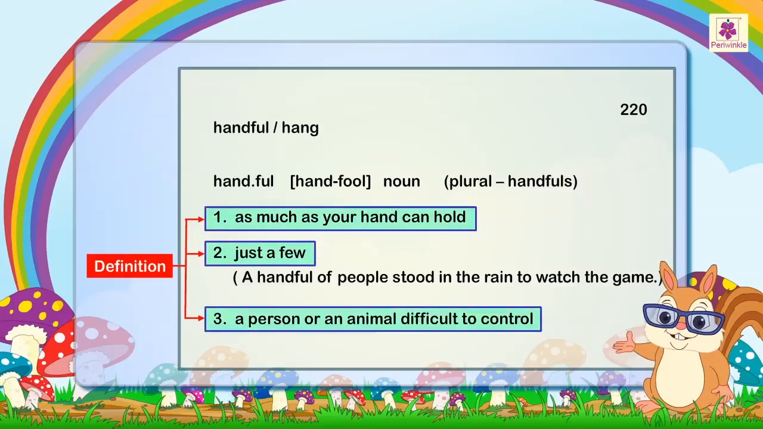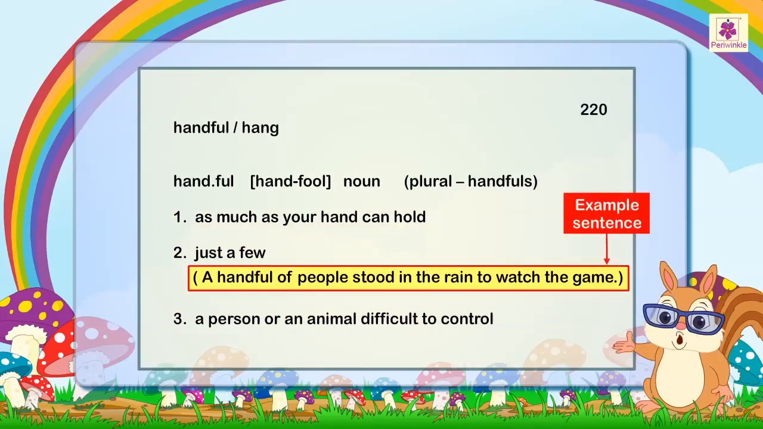Some entry words have more than one meaning. In such cases, the definitions are numbered. Example sentence. This is used to make the meaning clearer.